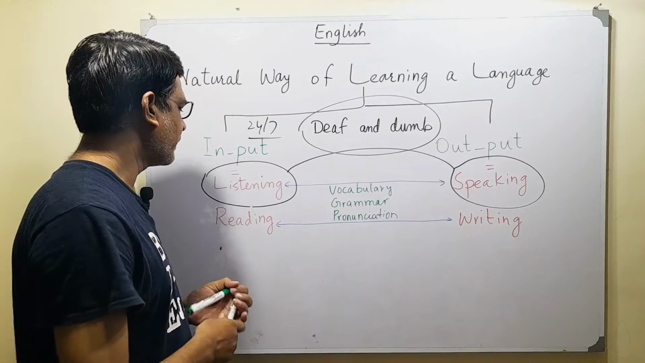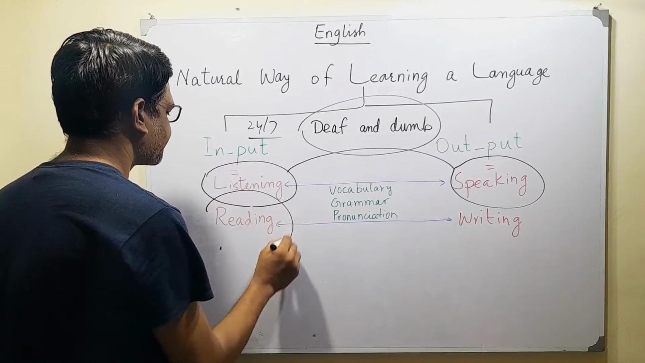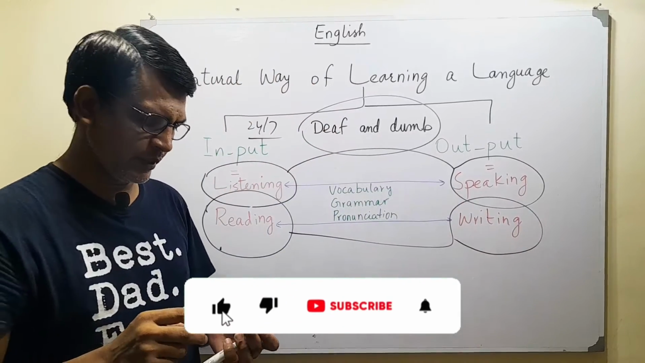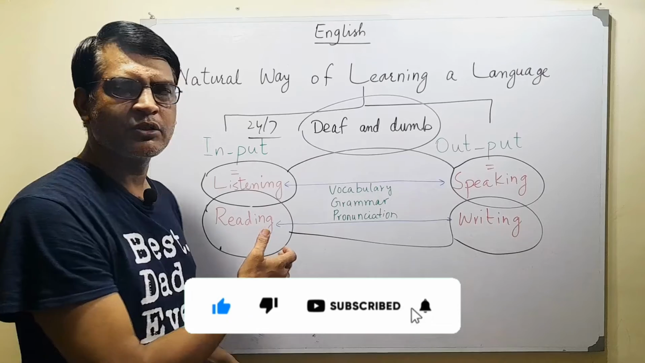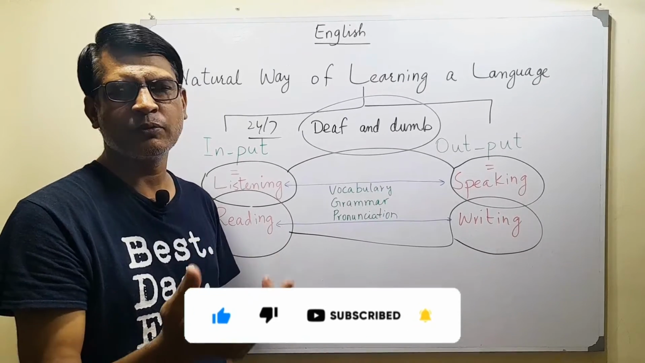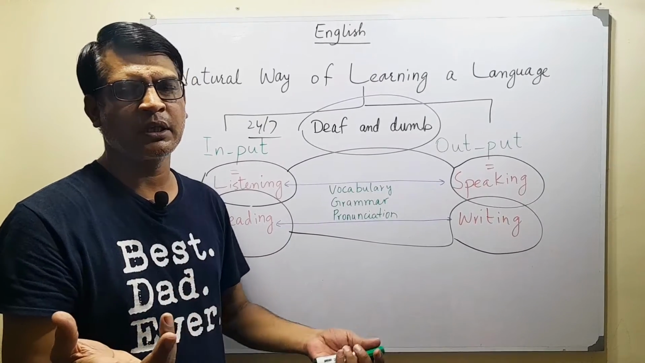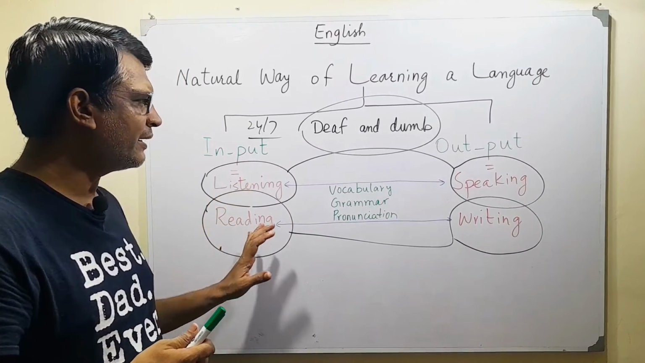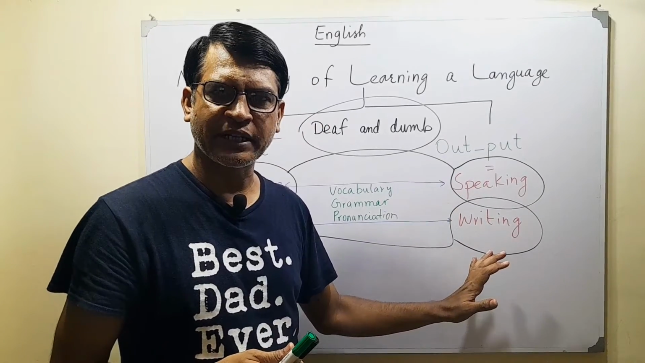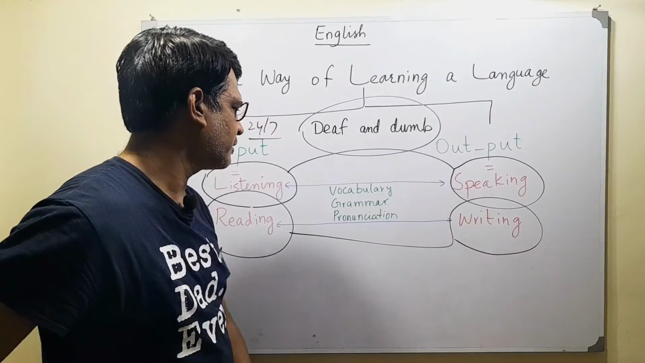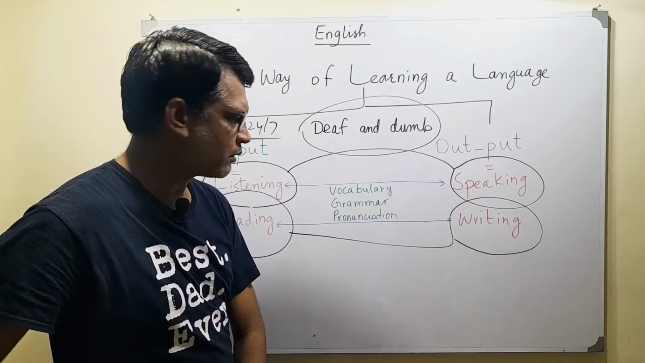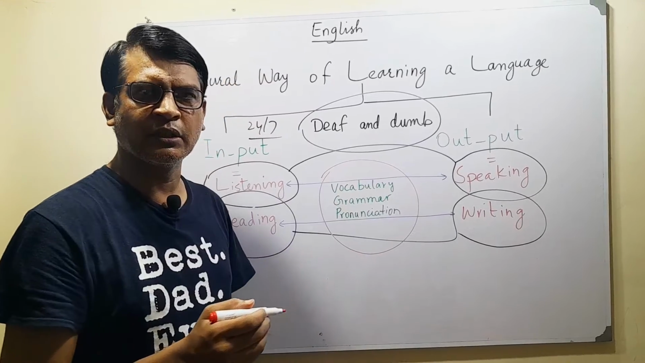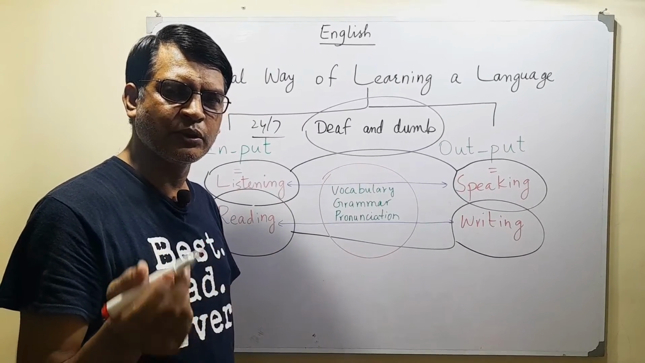The same is true with reading, which is another input. If you read good English, you will be able to write good English. So read stories, newspapers, maybe your syllabus books. By listening and reading, we will improve speaking and writing. What about vocabulary, grammar, and pronunciation? These will come naturally to you.